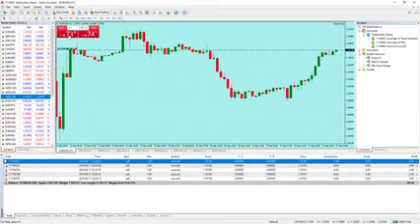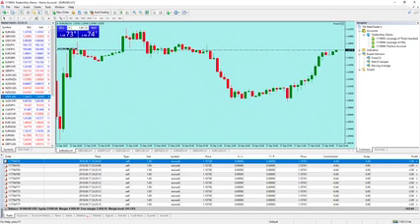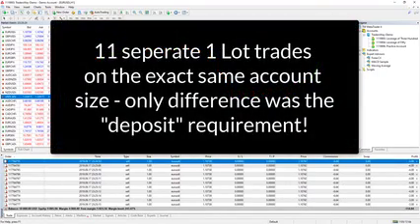So I'm going to just put a bunch in, right? It'll keep going. I mean, how many do I have in there? Let's count them. 1, 2, 3, 4, 5, 6, 7, 8, 9, 10, 11 trades. And I could still put in more. So that's the difference, right?